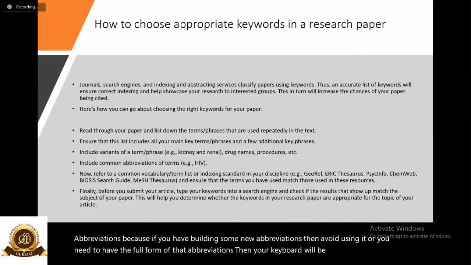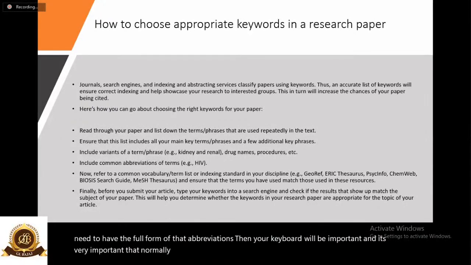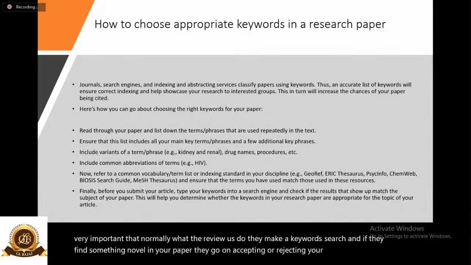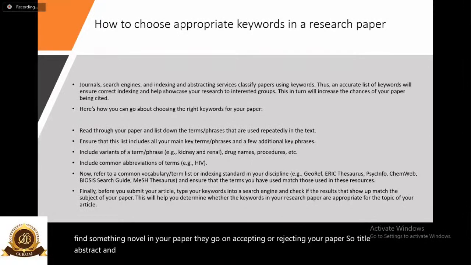It's very important that normally the reviewers make a keyword search, and if they find something novel in your paper, they go on accepting or rejecting your paper. So title, abstract, and keywords play a very important role as shortlisting criteria for the acceptance or rejection of your paper.